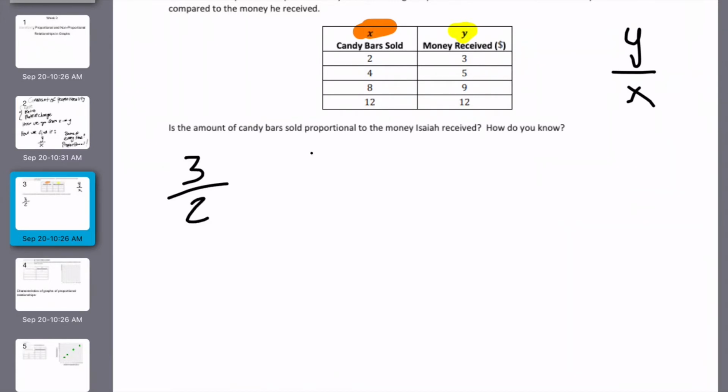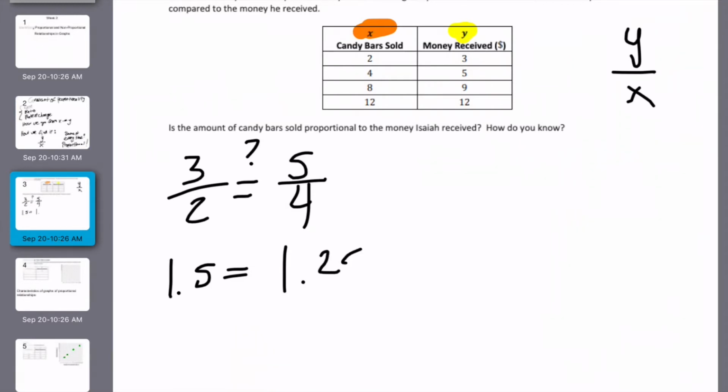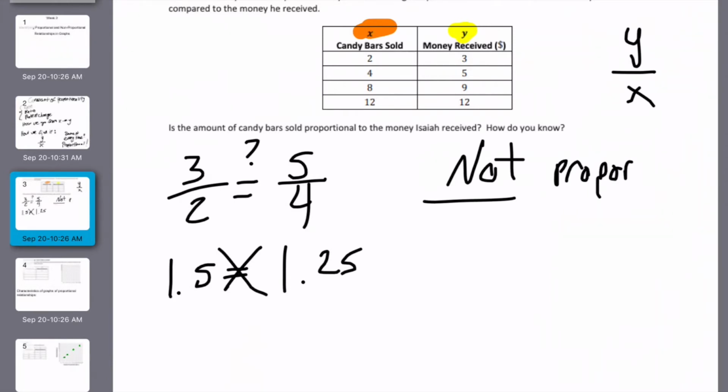I want to know, is that equal to 5/4? Well, in this case, I know that 3 divided by 2 is 1.5. And I can tell you that 5/4 is only going to be 1.25. So I know that these are not equal, therefore they are not proportional. How do I know? Well, because of the constant of proportionality. There isn't a consistent constant of proportionality.